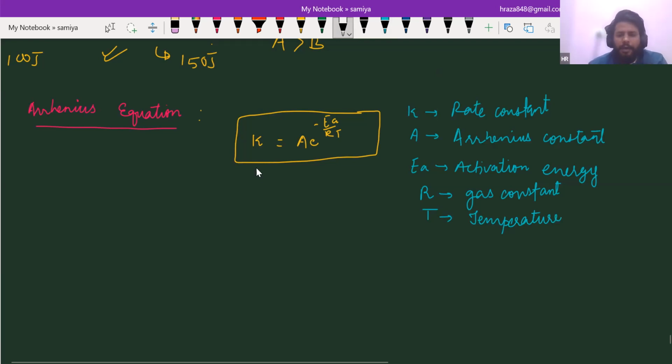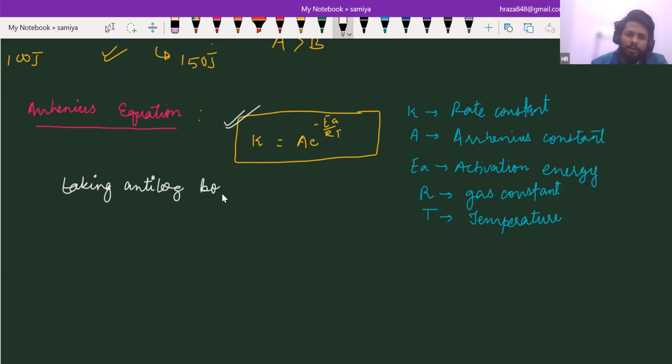Now, I'm going to derive a formula from this Arrhenius equation, taking log on both sides. So you can see that if I take log on both sides, there will be ln k, and according to the rule of the log, the power will be written like this: whatever is the power will come here, minus Ea upon RT plus ln A will be there.